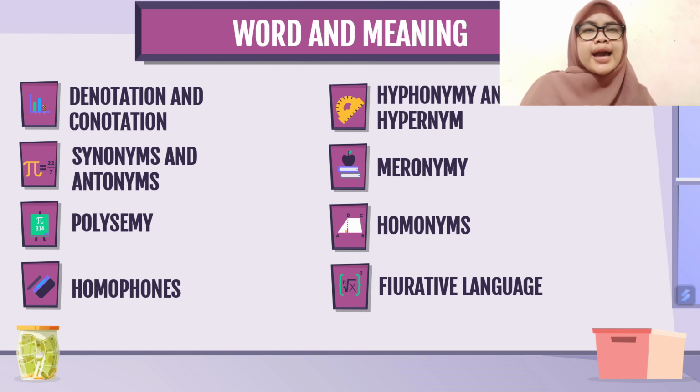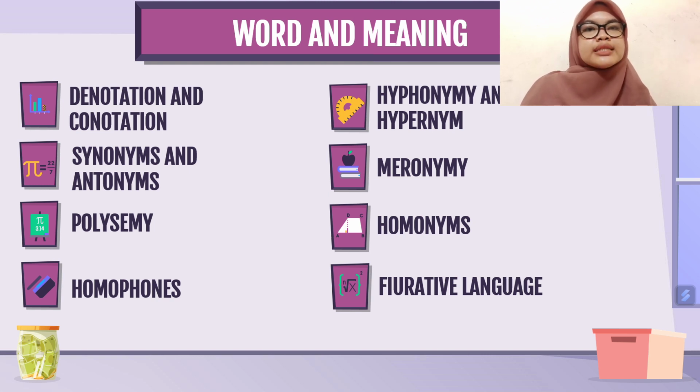The second is synonyms and antonyms. Synonyms are words that have similar meanings, while antonyms are words that have opposite meanings. For example, the words hot and warm are synonyms, while hot and cold are antonyms. The third is polysemy. Polysemy refers to words that have multiple related meanings. For example, the word run, which can mean to move quickly, to operate a machine, or to be a candidate in an election.